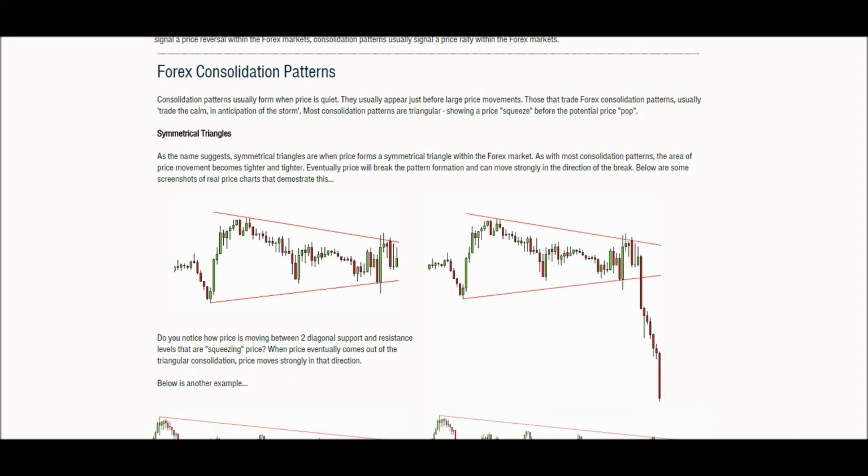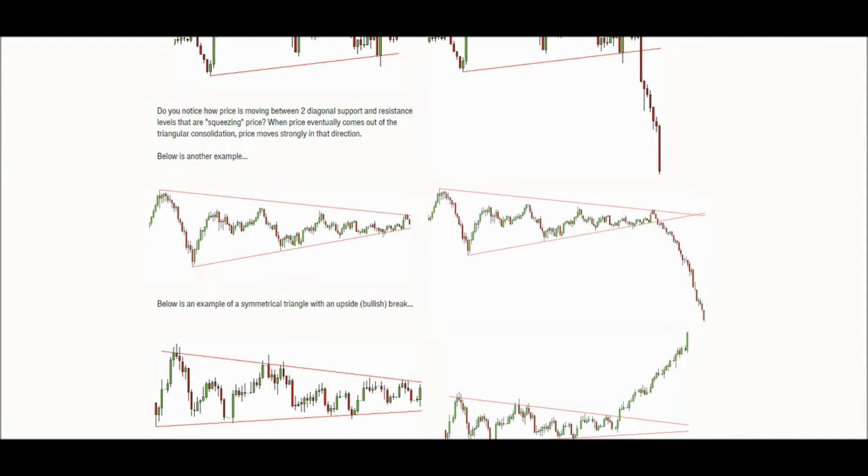Let's find some more examples. So here are some more triangular symmetrical patterns. Price is moving between this diagonal resistance and this diagonal support, which is the same here. Same shot. We have the breakout. Price is moving between this diagonal resistance and diagonal support.